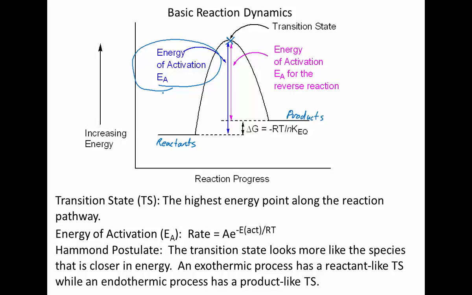Okay, what we find here is that the energy difference between reactants and products is related to the equilibrium constant through delta G equals minus RT ln Keq. But we find that the energy of activation is actually related to the reaction rate, okay, through this equation right here. Okay? All right.